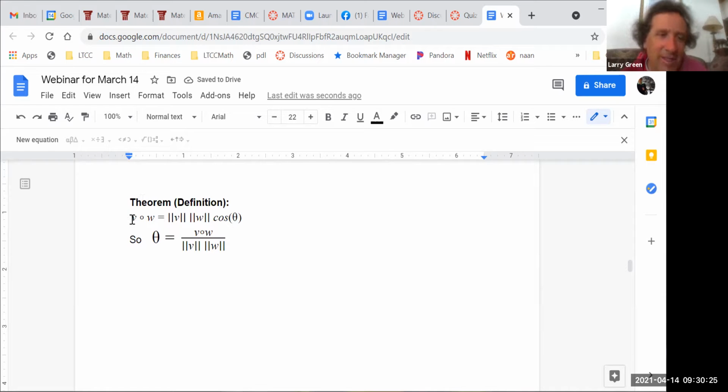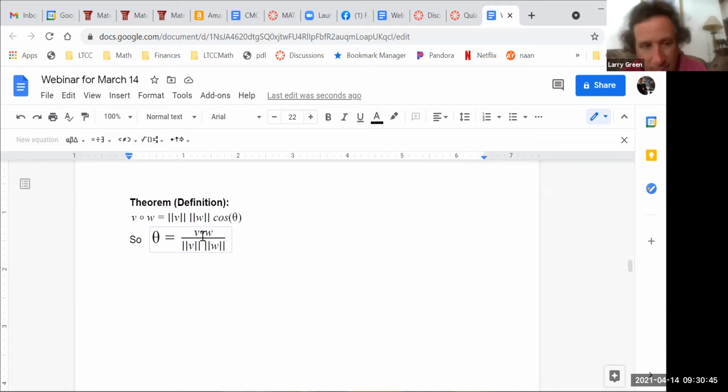And that is, the first thing is V dot W is equal to the magnitude of V times the magnitude of W times the cosine of the angle between them. So in other words, oh, you know what? I forgot. Theta is the arc cosine of V dot W over the magnitude of V times the magnitude of W. And there's our definition of angle.